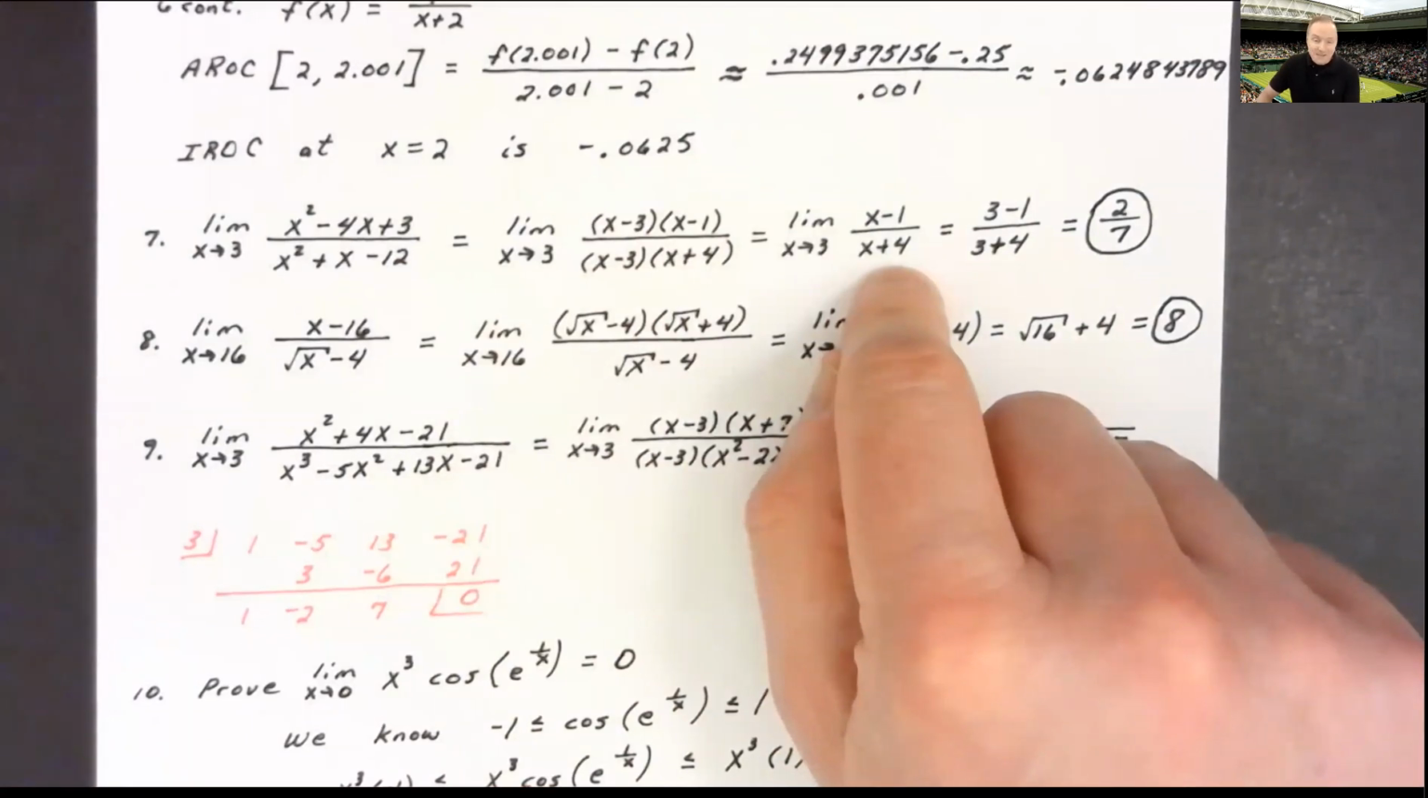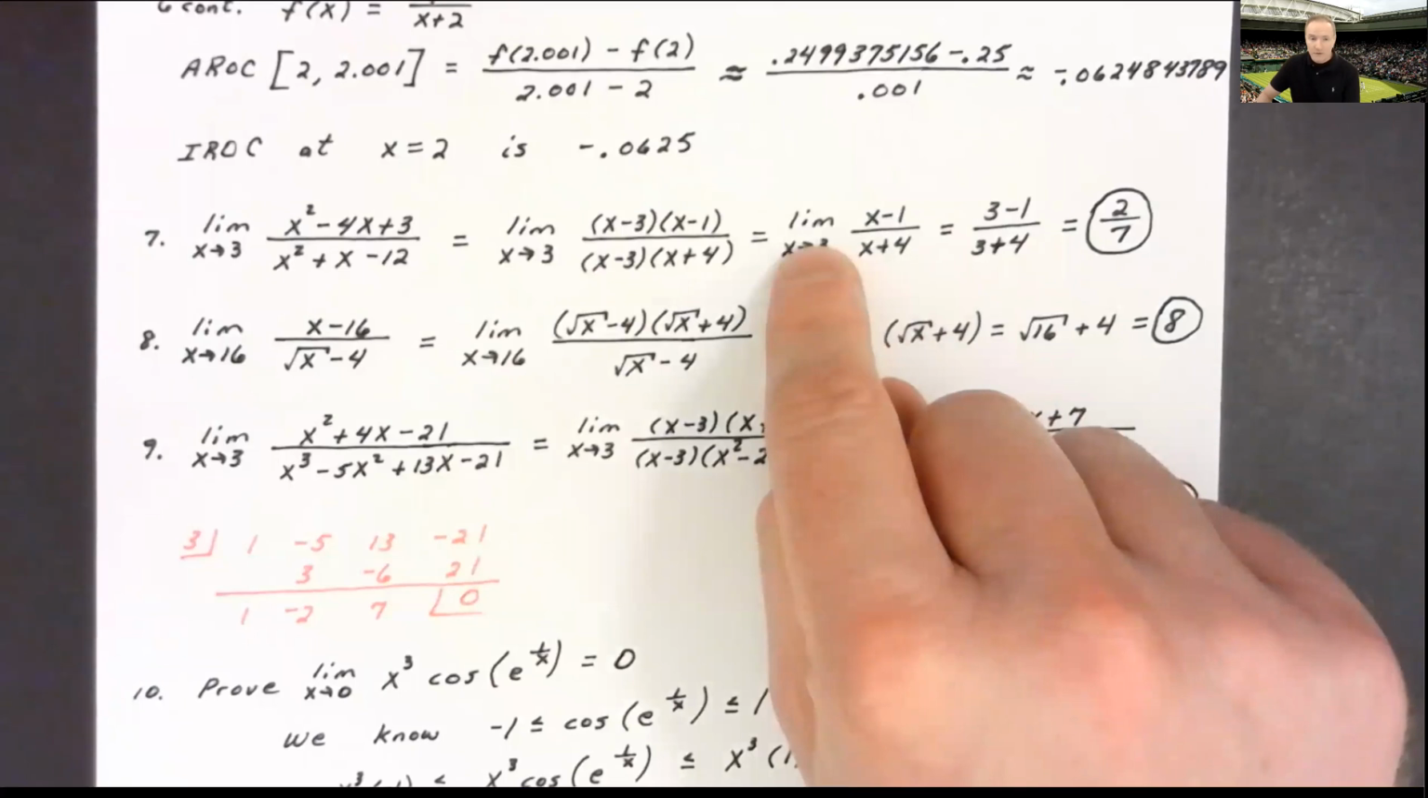Now, the instant you can plug in the 3, that limit notation must go away. So a couple of things I'll be looking for in these, and you might have noticed in the instructions I said, please show all work. A correct answer is not worth full credit without the corresponding work.